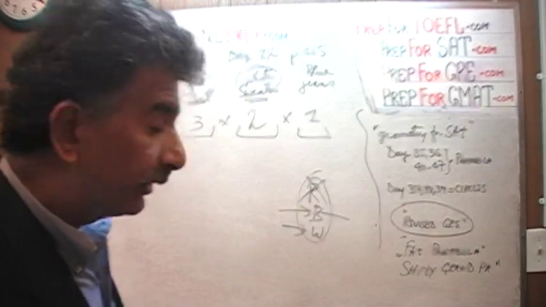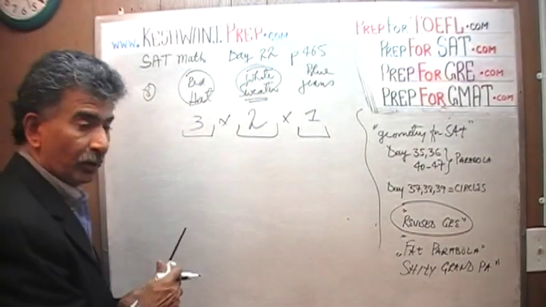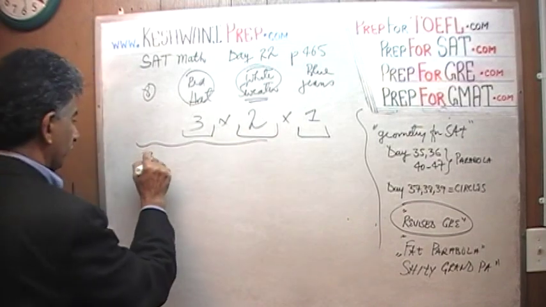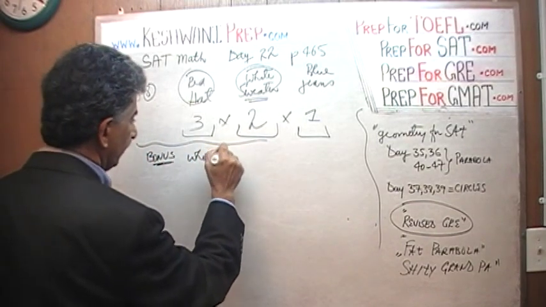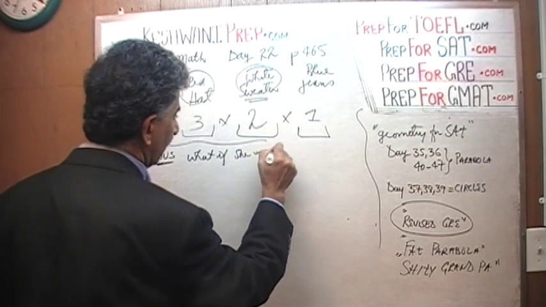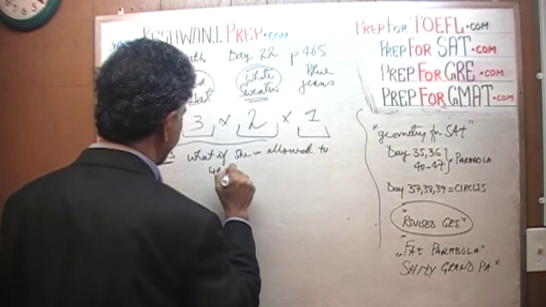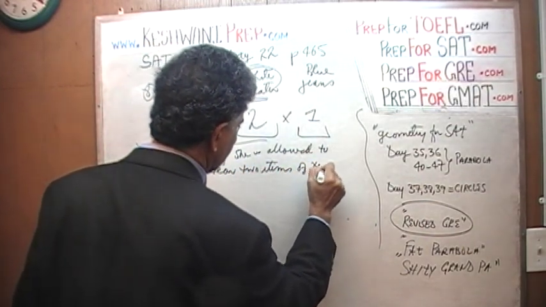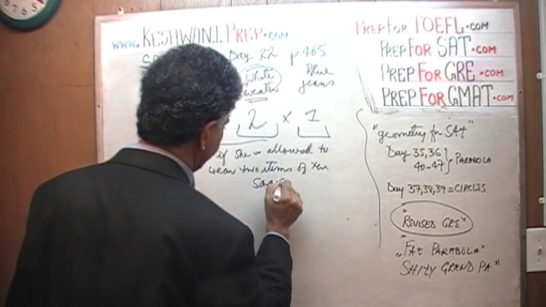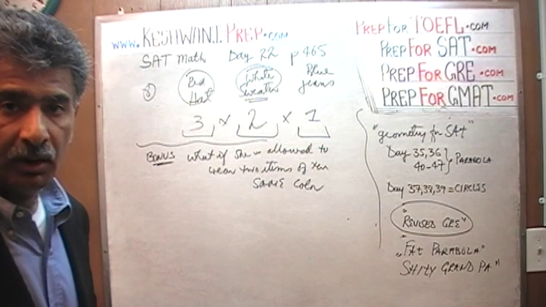Now let's do one more problem. This is a bonus problem. This is not in the book. Here's the bonus one. What if she is allowed to wear 2 items of the same color? Then how many different ways can she choose her outfit?